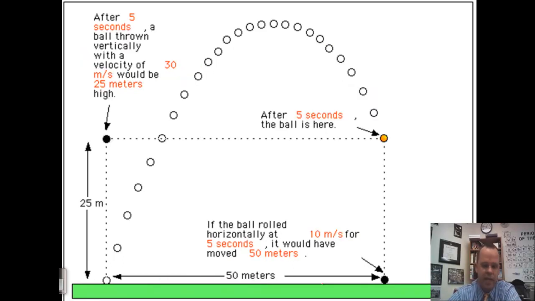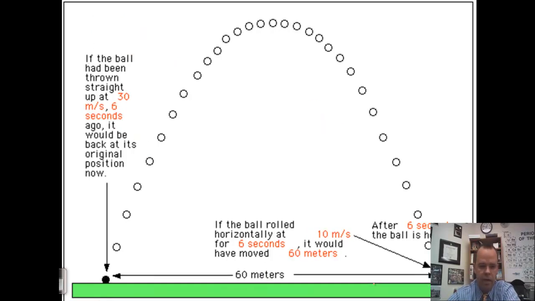After another second, 5 seconds in, the velocity on the vertical will now be negative 20. And we'll have gone 10, 20, 30, 40, 50 meters horizontally. And after 6 seconds, it will have reached the ground. It will be 60 meters away, and our vertical velocity will now be negative 30 meters per second.